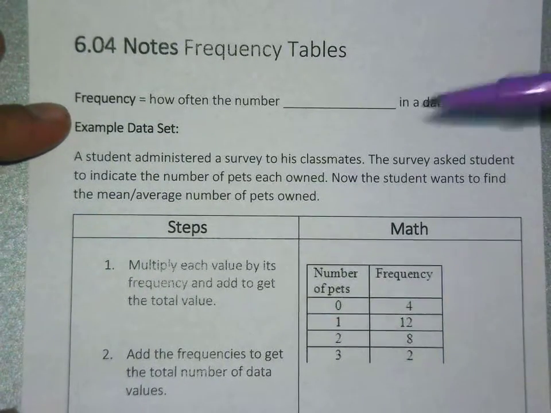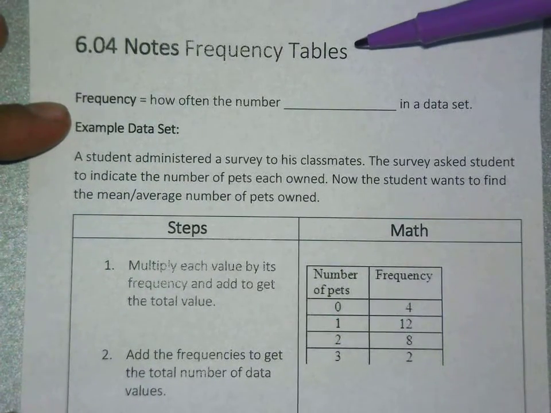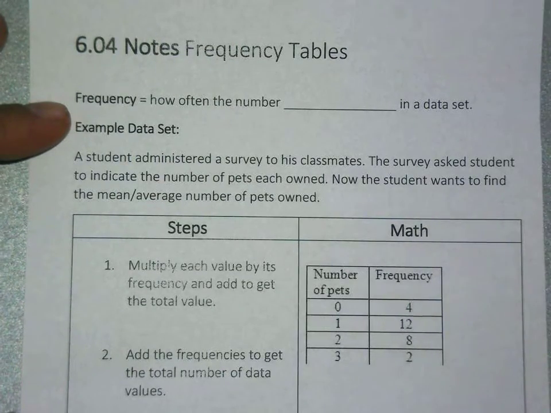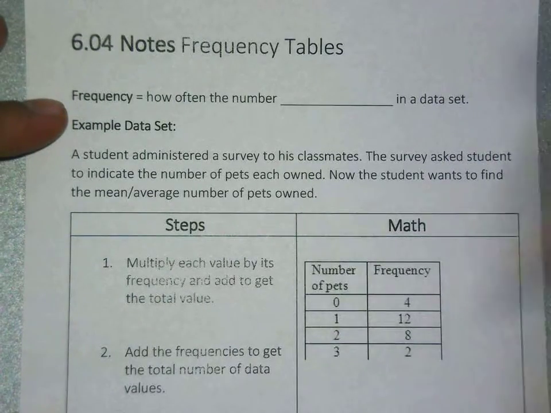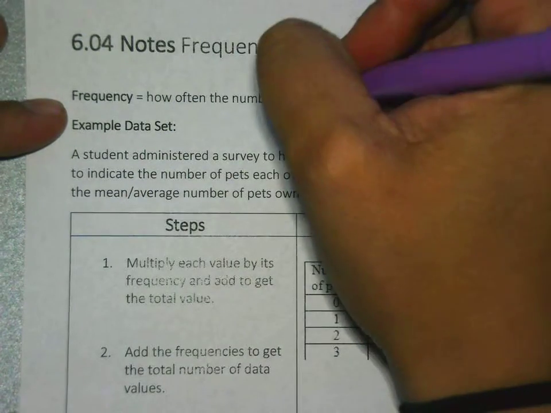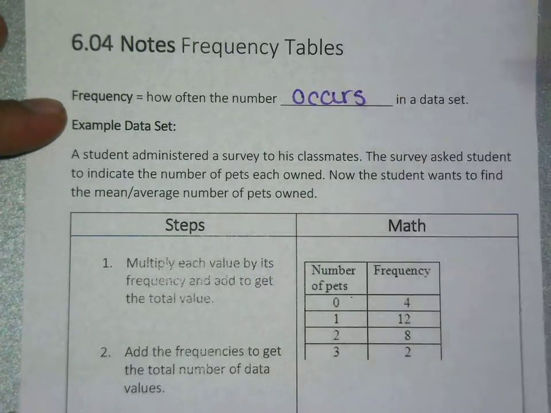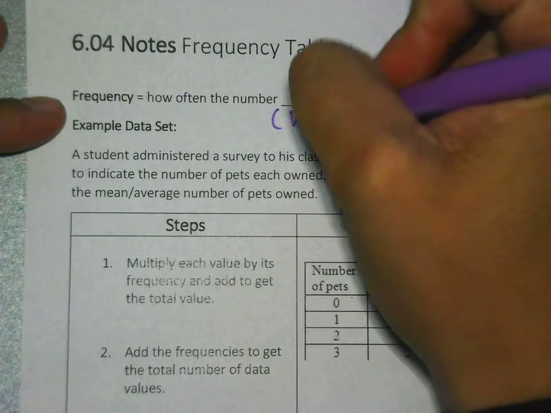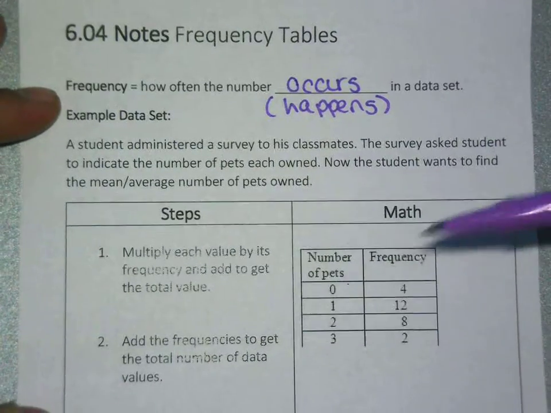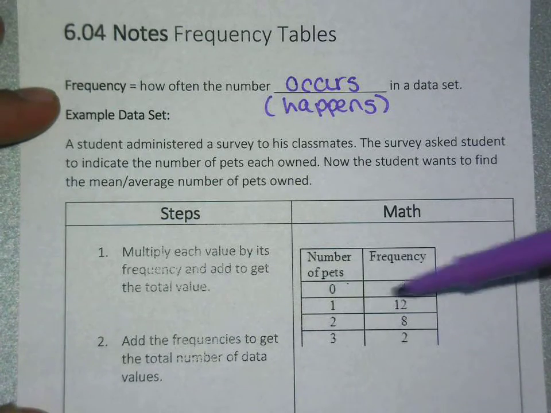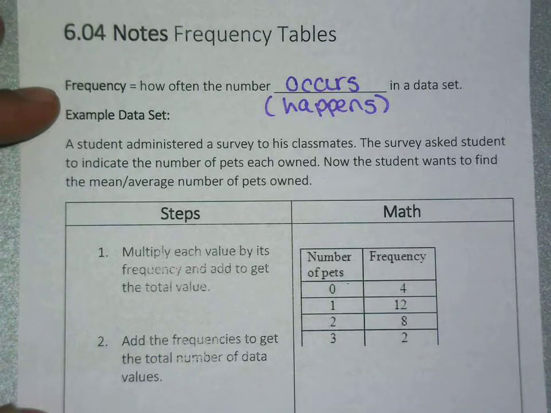So today we are going to be talking about frequency tables. A frequency table is a type of table that organizes data when there's a lot of it. To break down the word frequency first and foremost, it is just how often a number occurs or happens in a data set. So for example, if we look at this table, the number 0 happens 4 times. The number 1 happens 12 times.